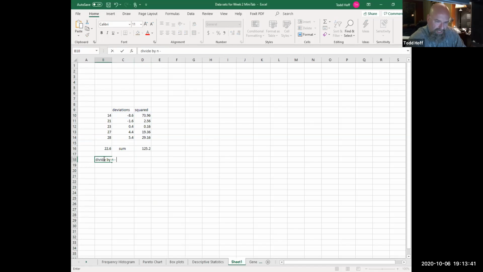We're going to divide by n minus 1. Now n equals 5. So n minus 1 equals 4. So we're going to get 125.2 divided by 4. Gives us 31.3. That actually would be the variance. Standard deviation then is going to be the square root of that number, which is 5.59. So we get a standard deviation of 5.59.